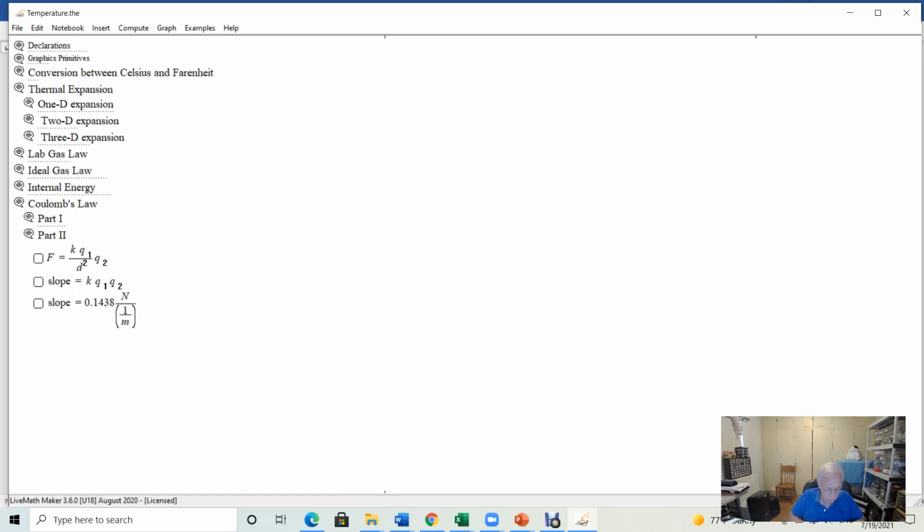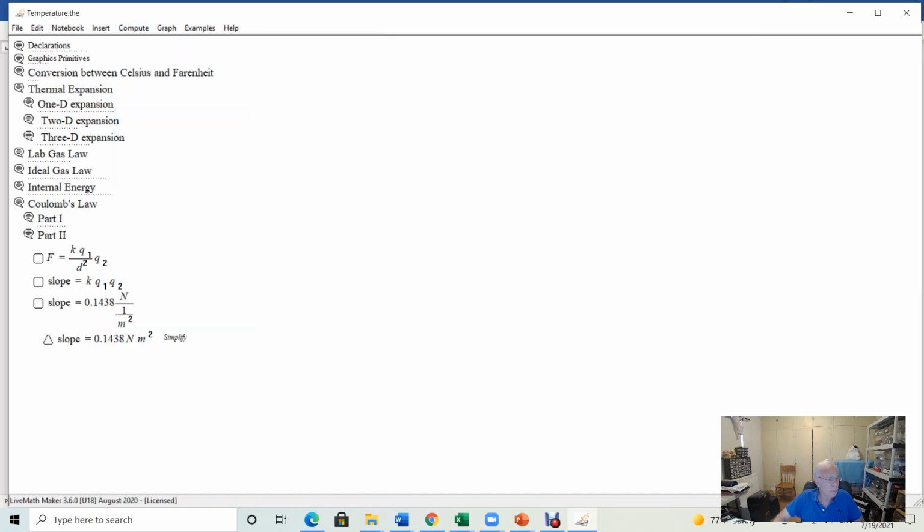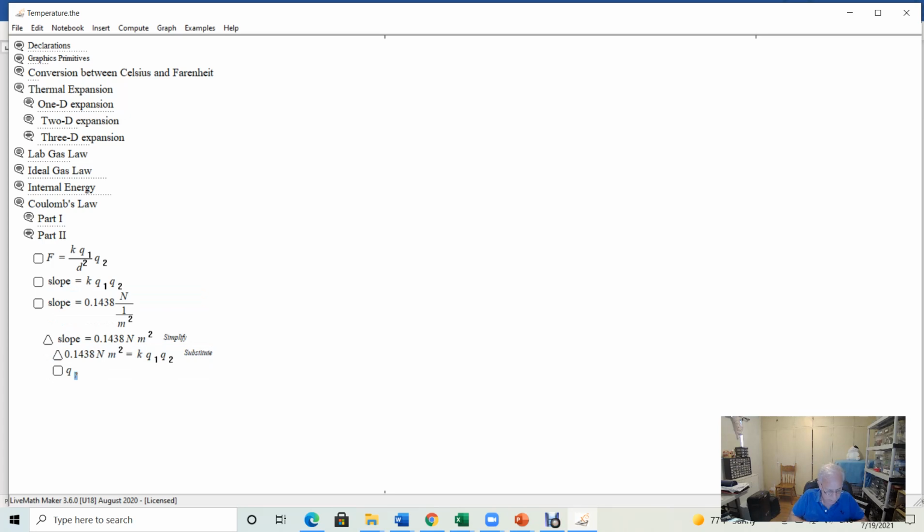1 divided by meter squared. Don't forget to simplify this. Don't leave it this way, okay? Simplify it, you get newton meter squared. That's the unit for the slope. And now that you have the unit and the value for the slope, you can calculate what Q1 and Q2 are. Don't forget that Q1 is equal to Q2. Here you go. Or let's say Q2 is equal to Q1, right? Here you go.